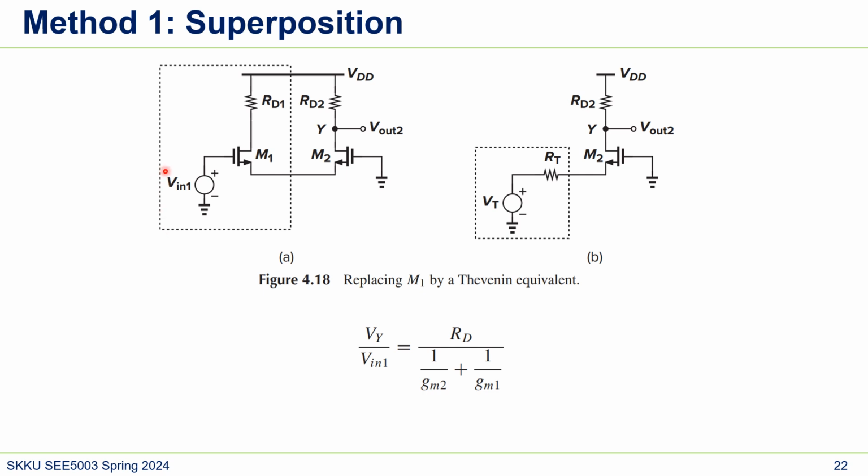Next, we want to find the gain from Vin1 to Vout2. If we use a Thevenin equivalent, we can change it to here, and then Vt is the same as Vin, so Vt is Vin1. This is a common gate amplifier, and then we get this gain. If we change Vin here, then we can change the Vout, Vy, by this.